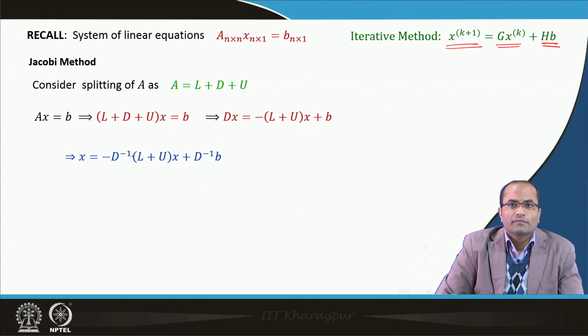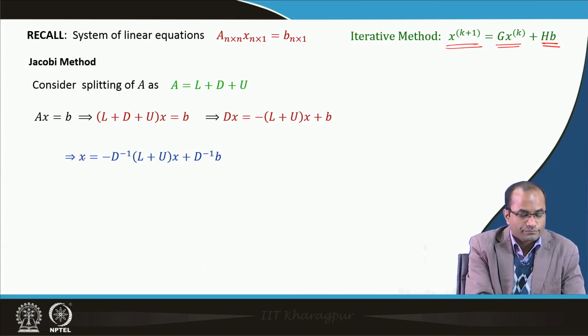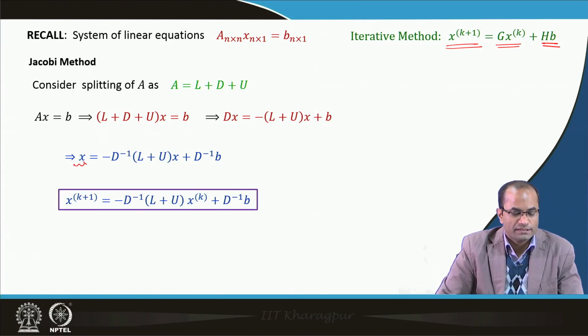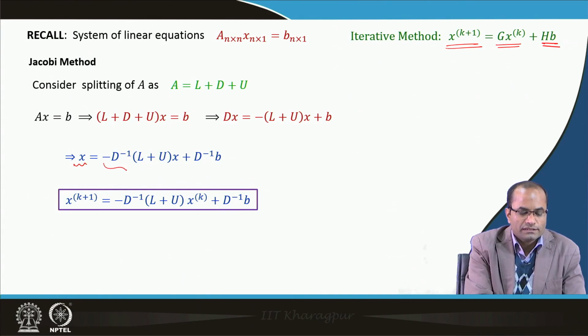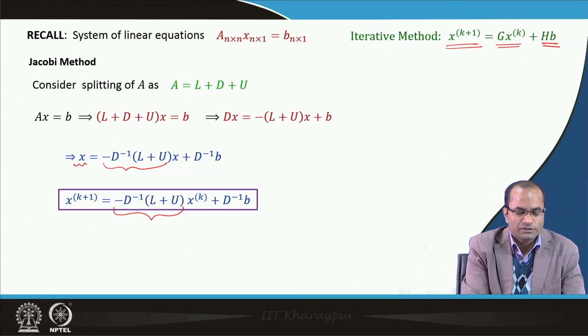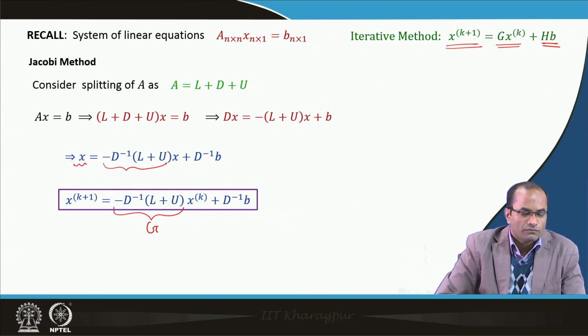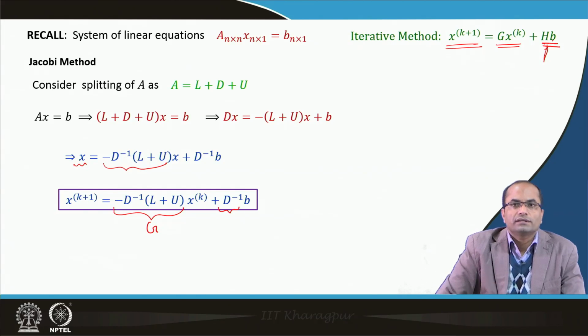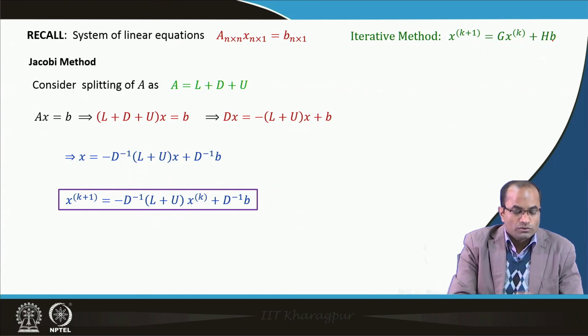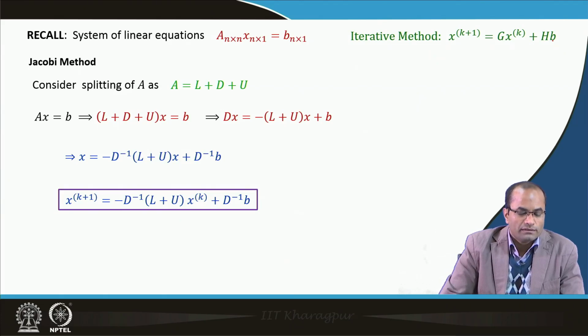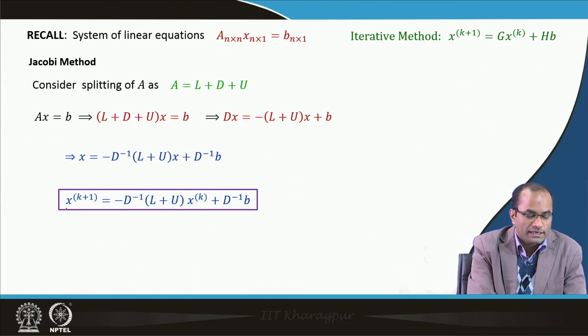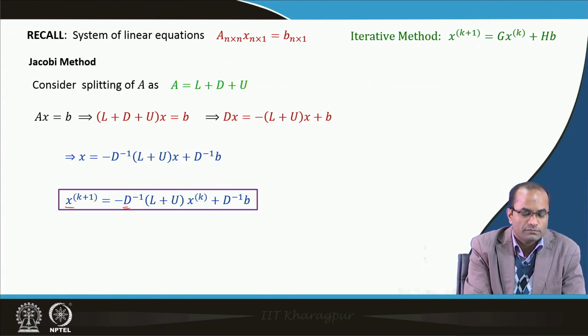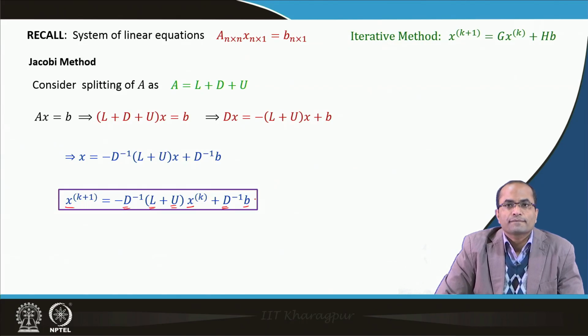Here we can now set up the iteration. We replace x on the right hand side by x k, then we have minus D inverse (L + U), which is the iteration matrix G for this Jacobi method, and D inverse b is like H in the general setting. So, this is the Jacobi method written in matrix form, where x is a vector, D is a matrix, L is a matrix, U is a matrix, and b is a vector.